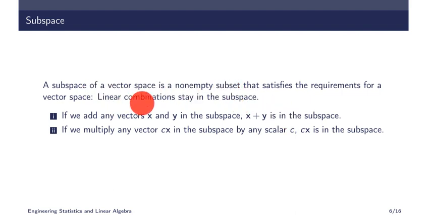That is, a linear combination of elements of a subspace should remain in the subspace. That is, if we add vectors x and y in the subspace, x plus y should also be in the subspace. And if we multiply by a scalar, the result should also be in the subspace. So this is the condition we require. We cannot say all subsets of a vector space are subspaces. A subset of a vector space which follows these two rules, rule 1 and rule 2, is called a subspace.